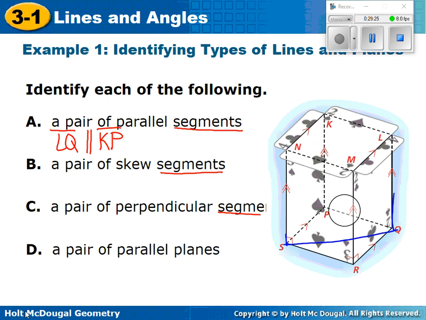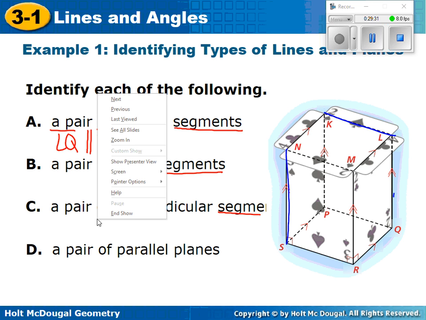So NS and KL would be skew. They are in different planes and they are not intersecting. There's not a symbol for skew, so you'll just say NS and KL and make sure you're putting the little line segments above them. All right, a pair of perpendicular segments.